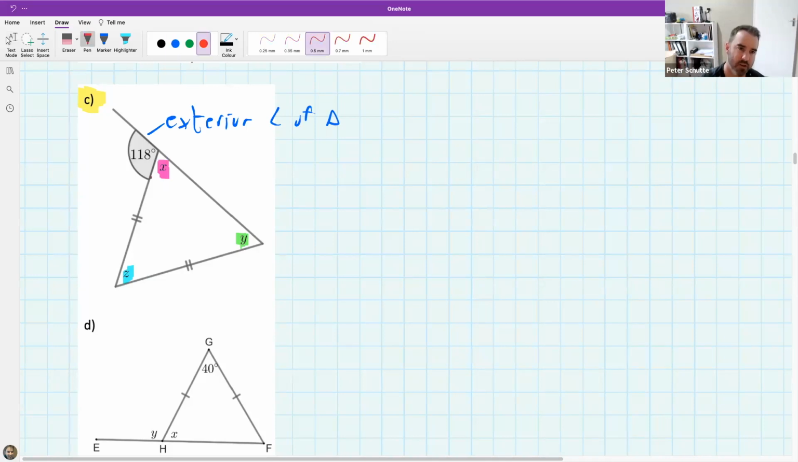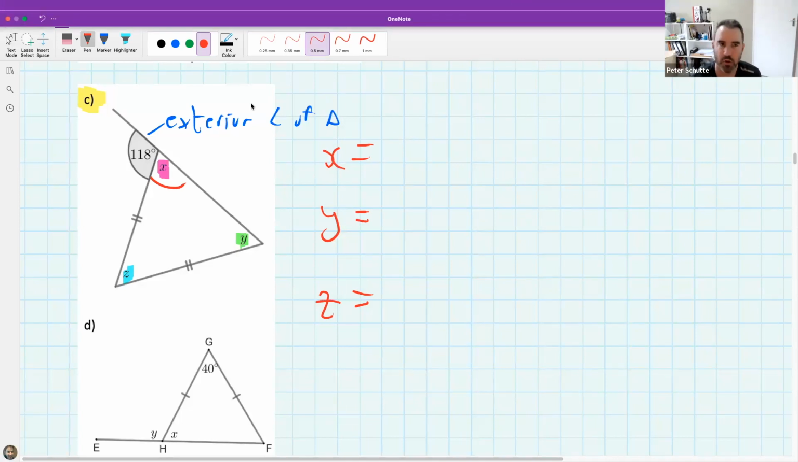I think I would probably try and find X first, but there are different ways of doing this. Now I want to know what X is, Y is, and what Z is. Okay.